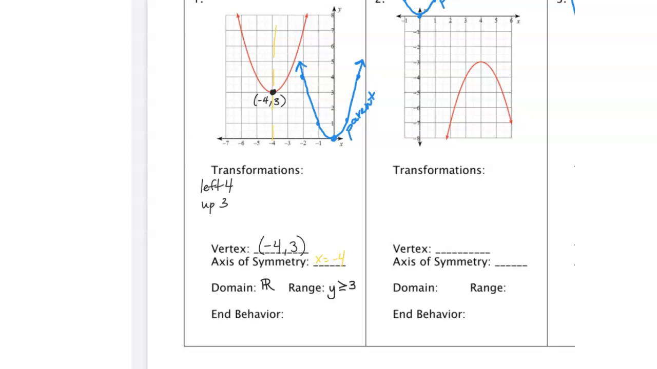As for our end behavior, we have x as it approaches towards the left, which is x as it goes towards negative infinity. So going left, we're going up. Therefore, y is going towards positive infinity. Your next statement is x as it goes towards the right, so going towards positive infinity. As we're going right, we are going up. So the end behavior will be that it's going towards positive infinity.